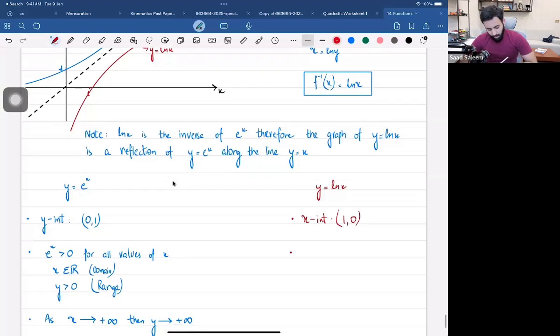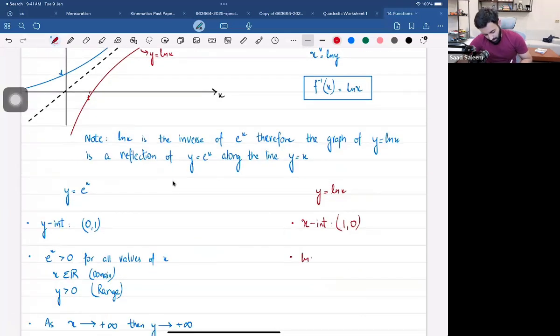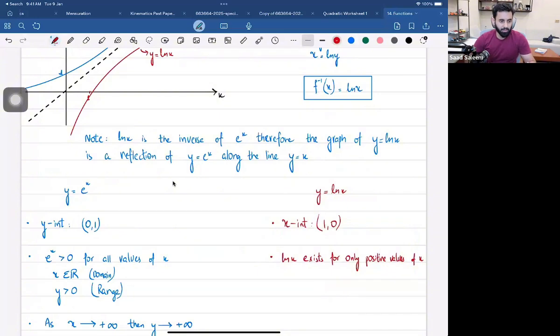Now, what is the domain of ln x? Notice that the domain of ln x is basically greater than 0. So ln x exists for only positive values of x. So e power x existed for all values of x, but ln x only exists for positive values of x.